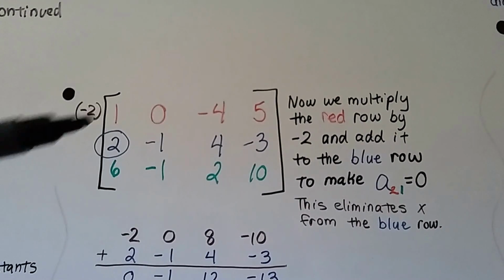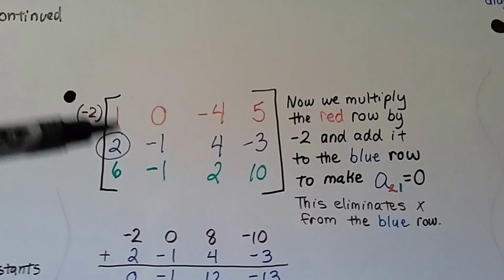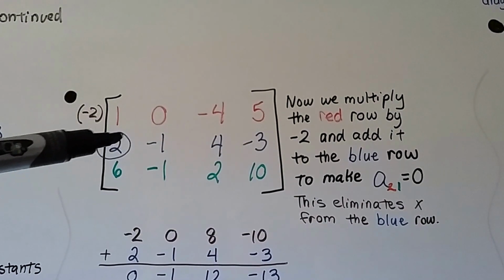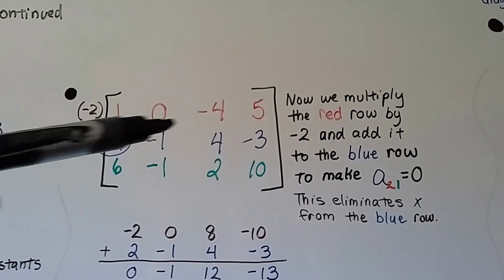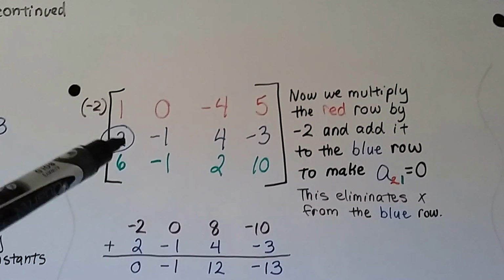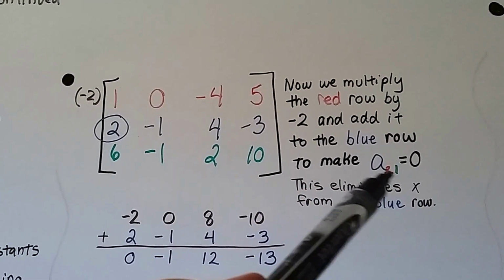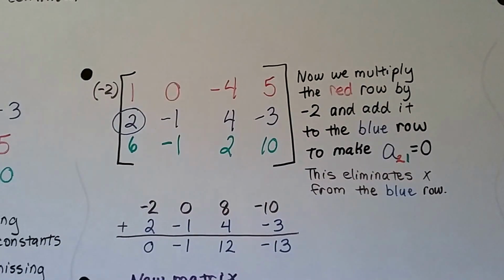Now we're going to multiply this red row by a negative 2 so that we can create an additive inverse with that 2. And we'll add it to the blue row to make this spot right here. This is A sub 2, 1. Second row, first column. See? We're going to make that a 0.